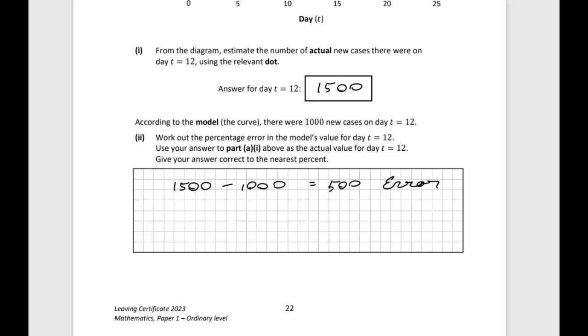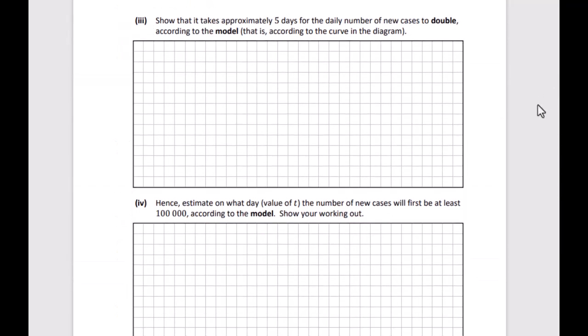To get the percentage error then, you take the 500, put it over the accurate value. Now the accurate value is 1500, so when you do that you will get 33% to the nearest percent, 33%. Okay, so that's part 2. Let's have a look at part 3. Show that it takes approximately 5 days for the daily number of new cases to double according to the model. That is according to the curve in the diagram.